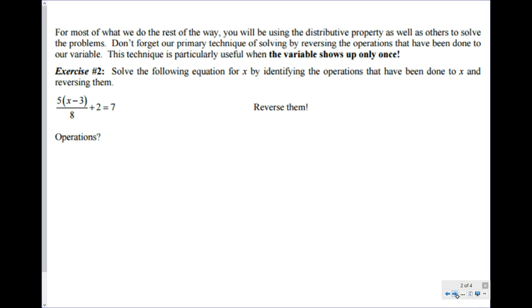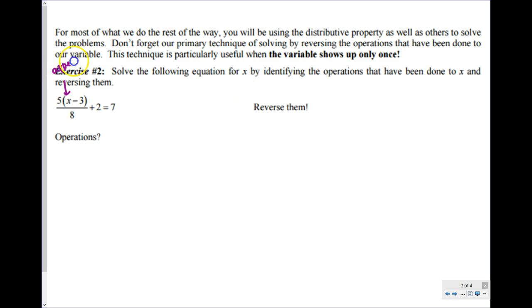So now we're going to talk about what happens when we have more complicated equations. So for most of what we do the rest of the way, you'll be using the distributive property as well as others to solve problems. Don't forget our primary technique of solving by reversing the operations that have been done to the variable. This technique is particularly useful when the variable shows up only once. So notice that in exercise 2, that x only appears once.